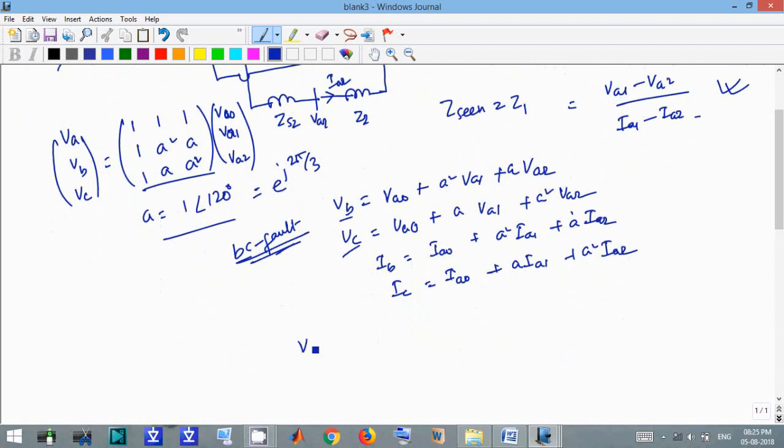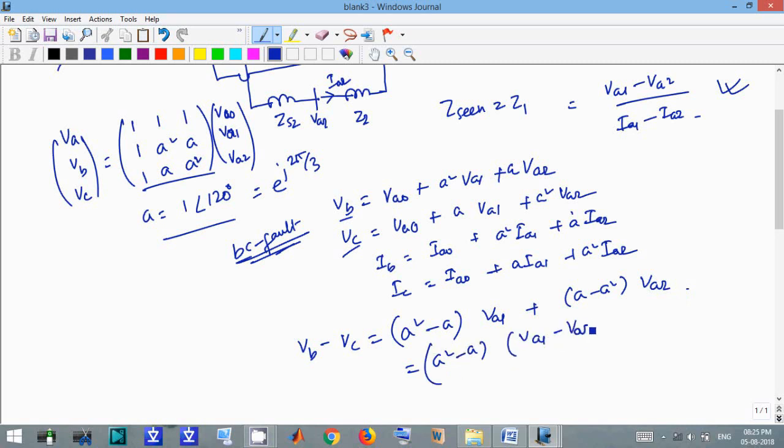In this case, if we just subtract VB from VC, this will be A square minus A VA1 plus A minus A square VA2. Okay, so if we take common A square minus A, this will be our VA1 minus VA2, and at the same time if we do IB minus IC, this will also be A square minus A times IA1 minus IA2.